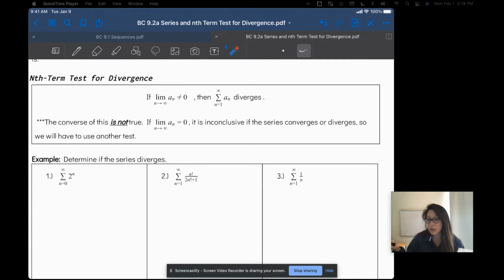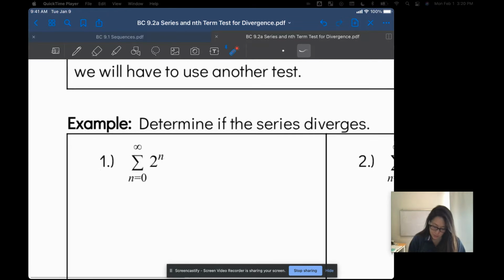What we don't know is what happens if the limit approaches 0. We don't know if the sum of the series is going to be convergent or divergent. So this is really only a test for divergence. So here's a couple examples. This is our first shortcut test, the nth term test, okay?